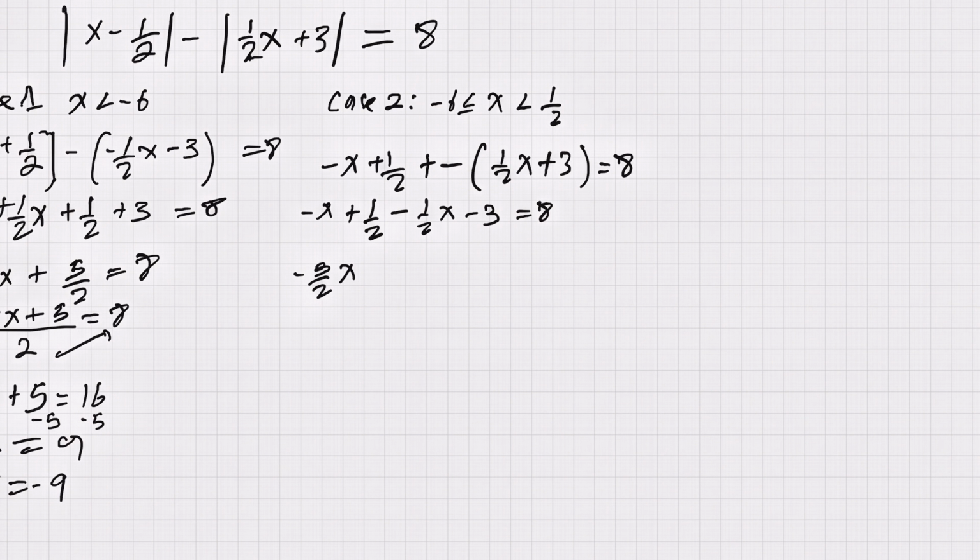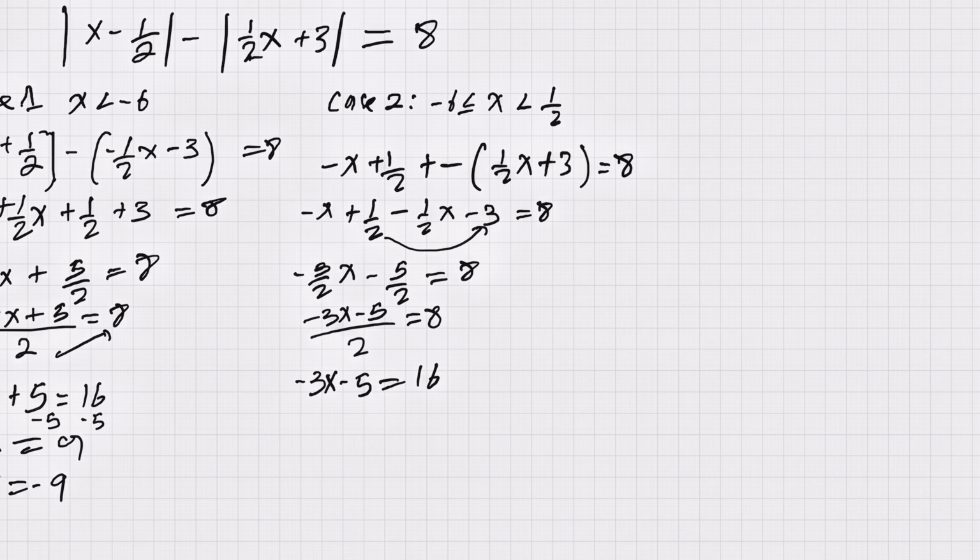So then, a half minus 3 will give us what? A half minus 3 is going to give us negative 5 over 2, which is equal to 8. So the LCM here is 2, and we have negative 3x minus 5 is equal to 8, and we have negative 3x minus 5 is equal to 16.